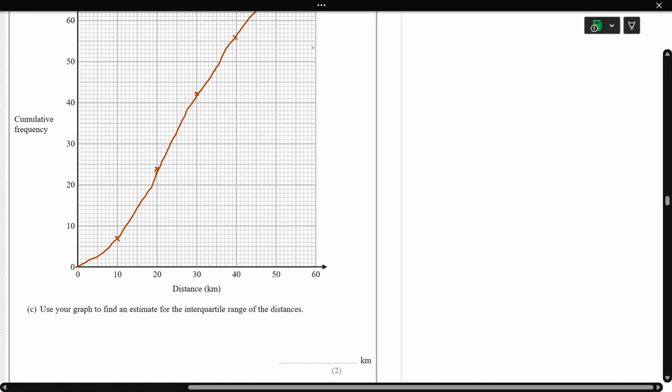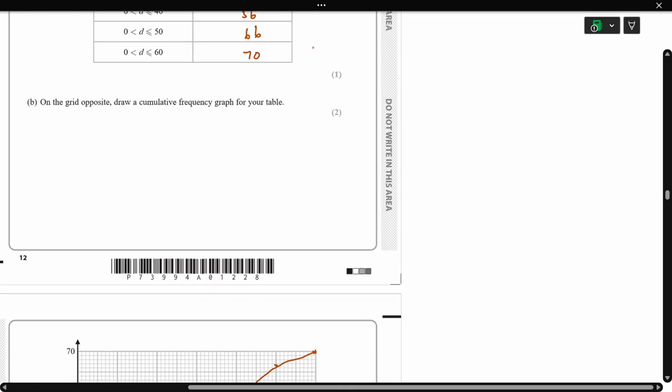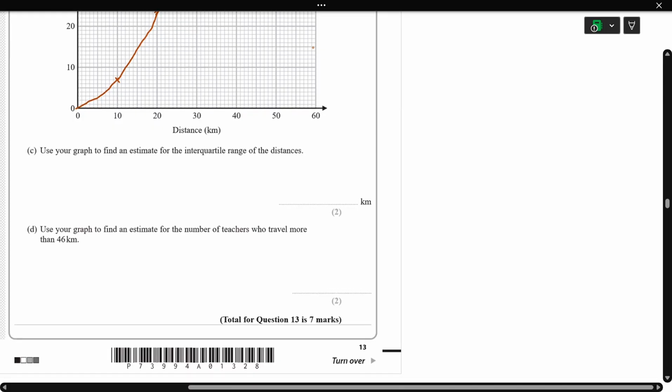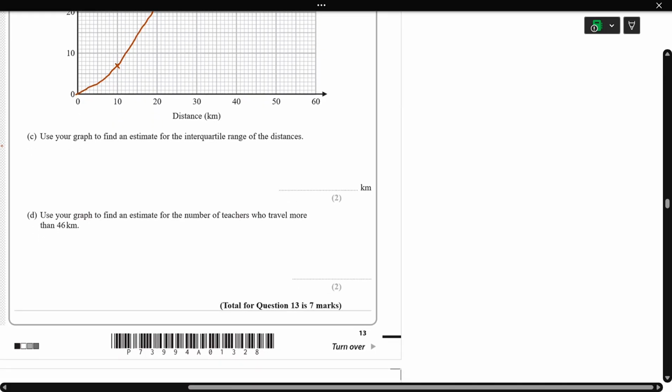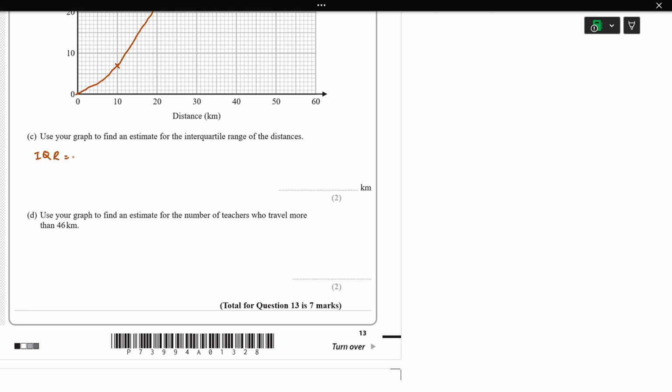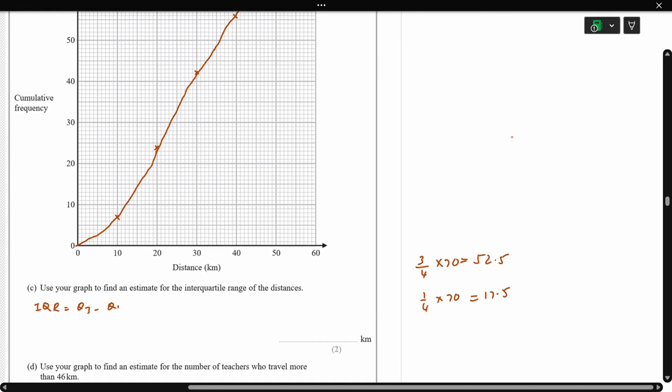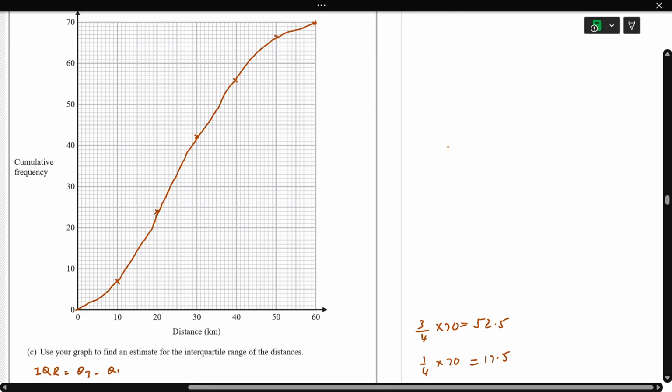Okay, the next one: use your graph to find an estimate for the interquartile range of the distance. In total there are 70 teachers. Interquartile range equals quartile 3 minus quartile 1. Quartile 3 is 3/4 of 70, which is 52.5. The first quartile is 1/4 of 70, which is 17.5. So first we draw 52.5.